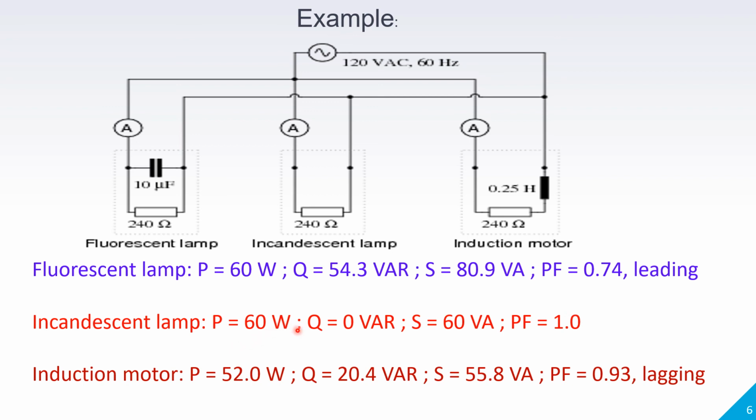formula P is equal to VI cos phi. So here cos phi is 1 and here cos phi is 0.93. So current requirement will be more if you refer to P is equal to VI cos phi.